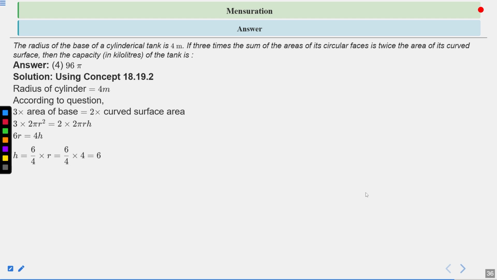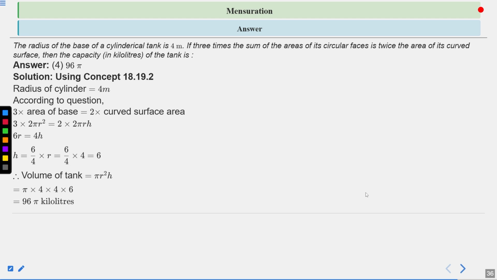We have the value of r, which is 4 meter. Now we can calculate the value of h. So 6 by 4 into 4, we get h equals 6 meter. Now the volume of the tank is pi r square into h. Just put the values: pi into 4 into 4 into 6. So we get 16 into 6, which is 96 pi. So 96 pi kiloliter is the correct answer. So the fourth one is the correct answer of this question.